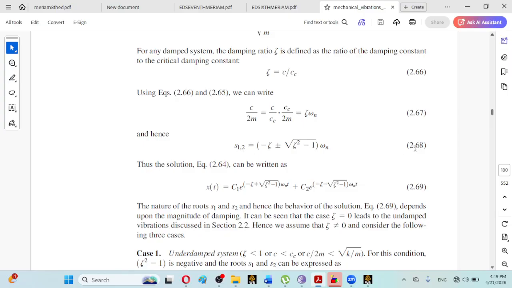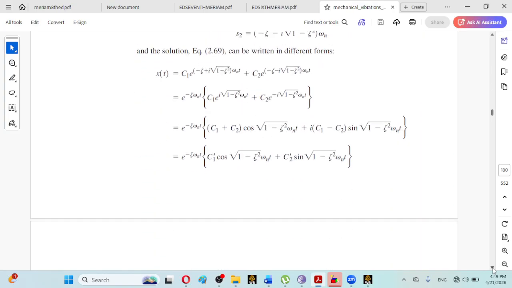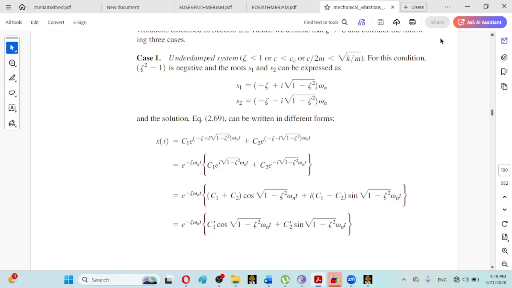Equation 2.68 will be transformed. The roots will be equal to minus damping factor plus minus iota into square root of 1 minus damping factor square into omega n simply. So here you can observe the roots will be transformed like this, and the equation will be like this. So this is the equation for the underdamped system, as we can observe here.